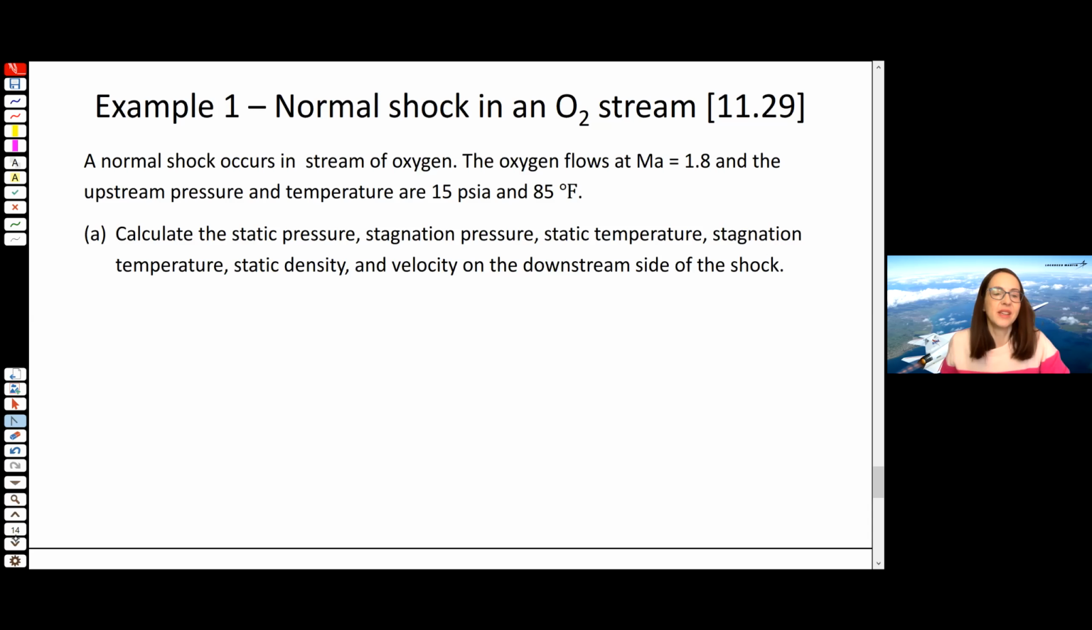Okay. So we've got a normal shock occurring in a stream of oxygen. The oxygen flows at a Mach number of 1.8. And the upstream pressure and temperature are 15 psia, absolute pounds per square inch, and 85 degrees Fahrenheit. So let's start by drawing a sketch of what we know. It doesn't say whether it's in a duct or not, so we'll just draw a stream and remain agnostic about whether it's in a duct. Here we've got our shock.